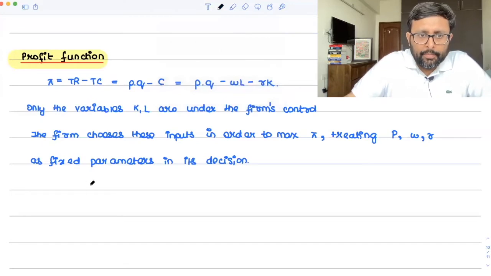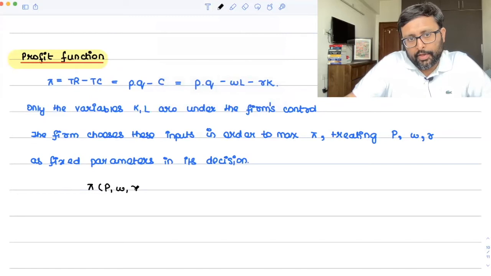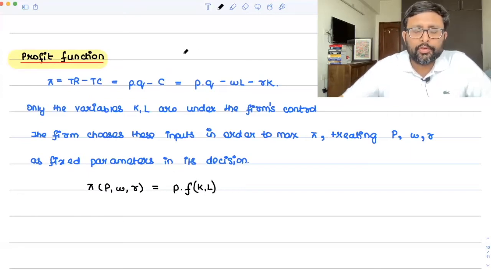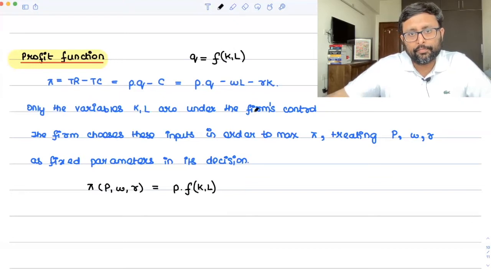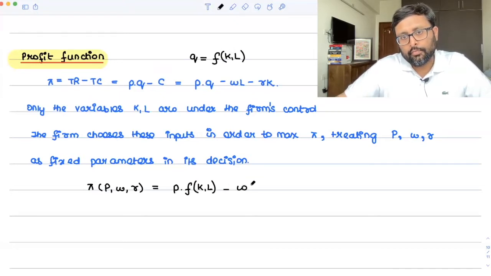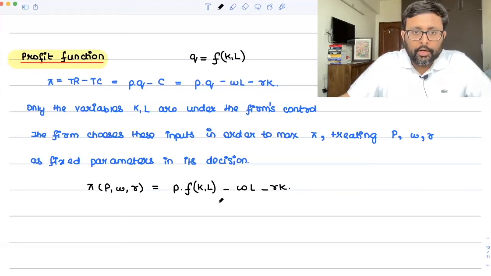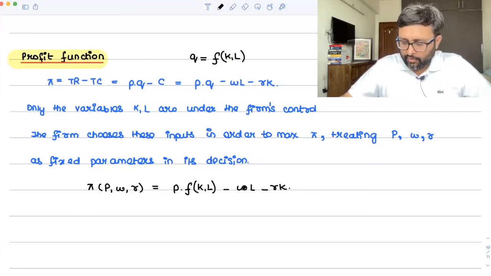So I'm writing my profit function as a function of output price and the input prices. So this is basically, in place of Q, you've written the production function. So you can just straight away write this production function Q as F(K, L) minus WL minus RK, right? So of course, I'll be maximizing this in terms of K and L.